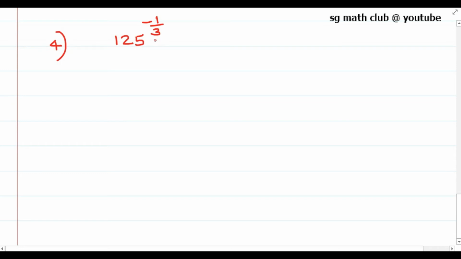Is minus 1 by 3 a rational number? Minus 1 by 3 is a rational number. So if a minus sign comes, how will you do it?